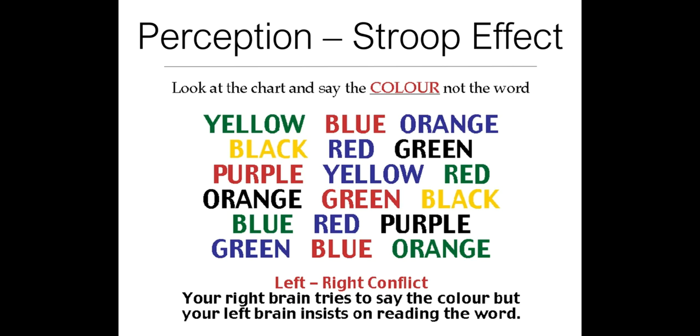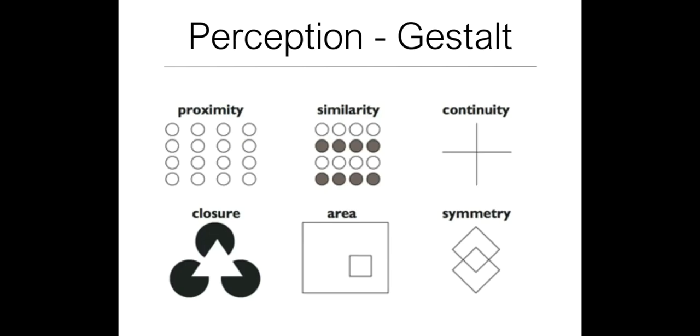Now I want to move on to the idea of looking at perception from the Gestalt perspective, and I'm going to look at 6 different areas and then apply these to individual web pages. So here we have the idea of proximity, where most people will see 4 columns of circles. And then we have similarity, where most people will see 2 alternating rows of circles. And then the idea of continuity, where we have 2 cross lines of 4.